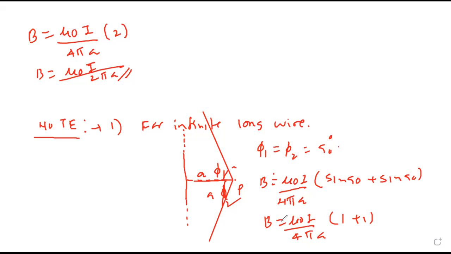Let's complete it. For infinite long wire, B is mu naught I upon 2 pi A. Completed? Yes, sir.